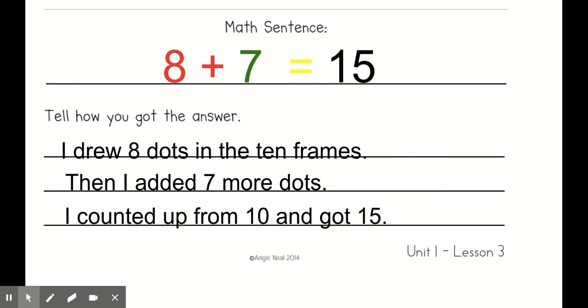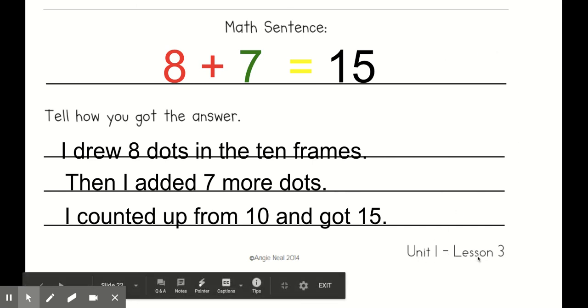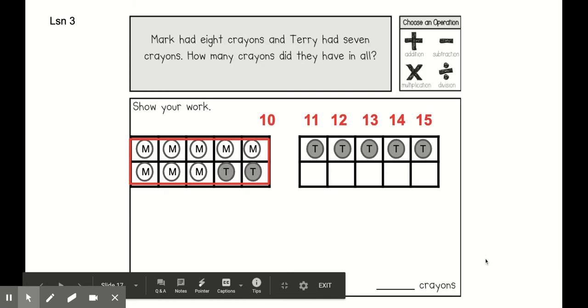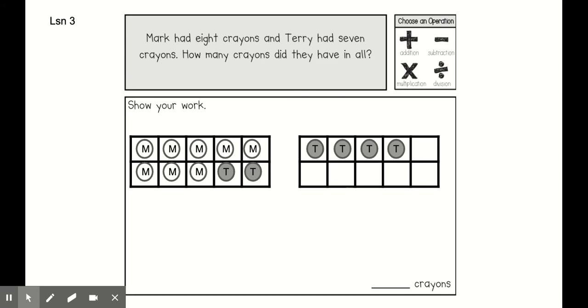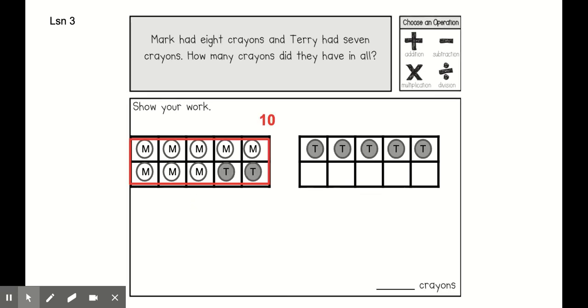So this is what you need to do on your journal page. At the bottom, you'll know which one we're referring to. It says Unit 1, Lesson 1. It is the one with Mark and Terry. So let's back up and look at that again. You start out with your 10 frames, represent the 8 crayons that Mark had, add the 7 that Terry had, and then count 10, 11, 12, 13, 14, 15.